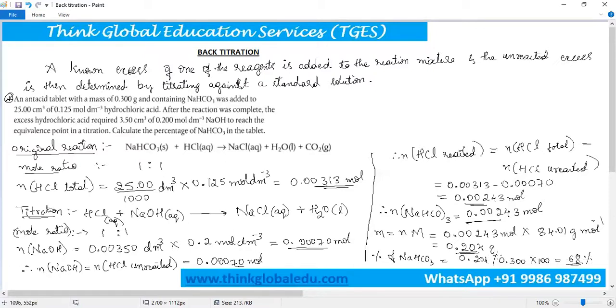So by this method, we can determine the strength of an unknown solution by means of a back titration.